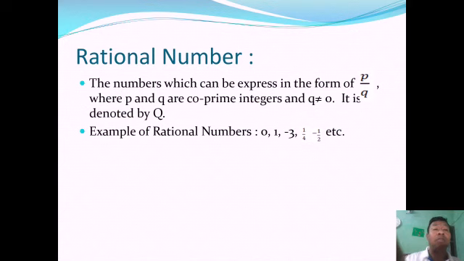All these numbers are in the form of p by q. For example, 0 is nothing but 0 by 1. 1 is also written as 1 by 1. Minus 3 can also be written as minus 3 by 1. They are in the form of p by q, where the denominator, that is q, is not equal to 0.